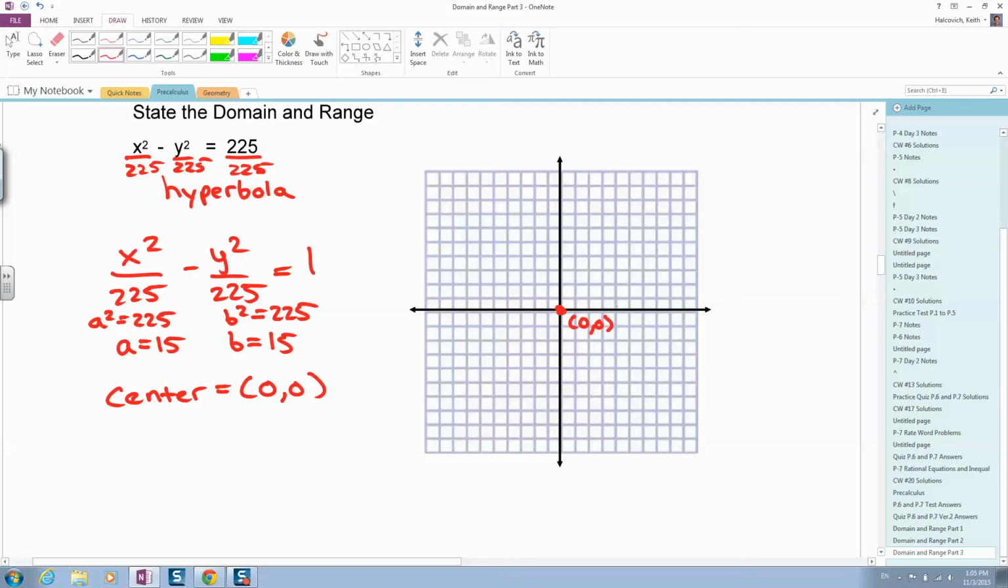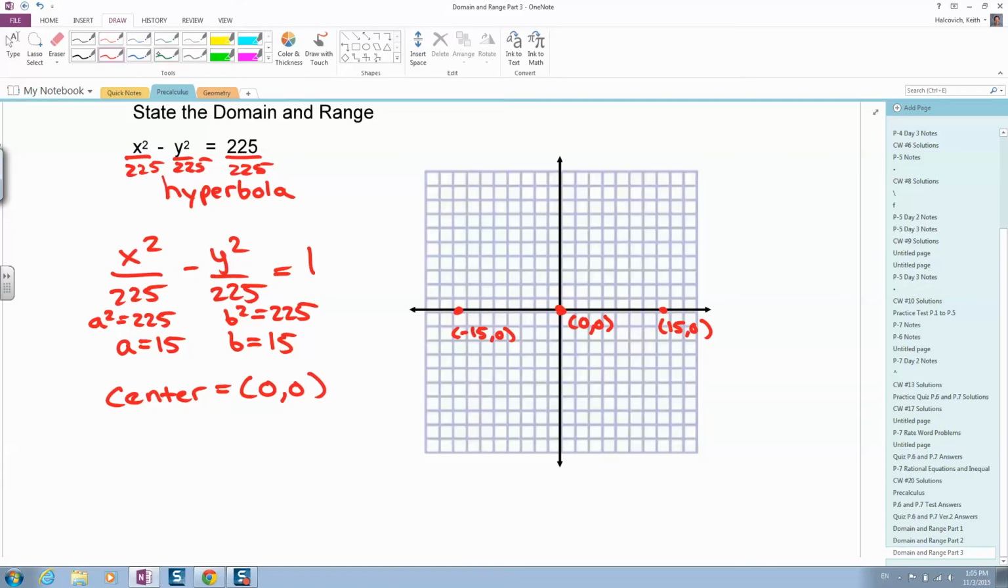And what that means is you're going to go 15 to the left and 15 to the right. Now you know this goes left to right because the x comes first. If the y came first, then it would go up and down. So 15, and we'll go by 2. So 2, 4, 6, 8, 10, 12, 14, and 15 can be in the middle. So negative 15, comma 0. And 15, comma 0. So those are our vertices of the hyperbola.